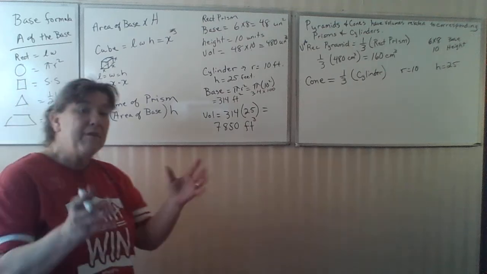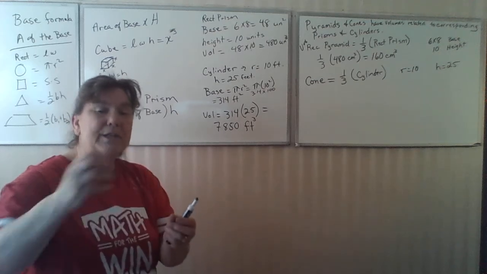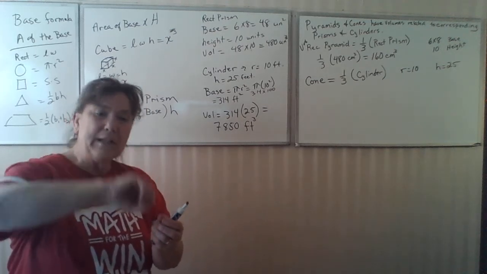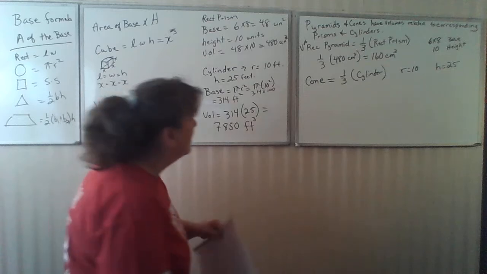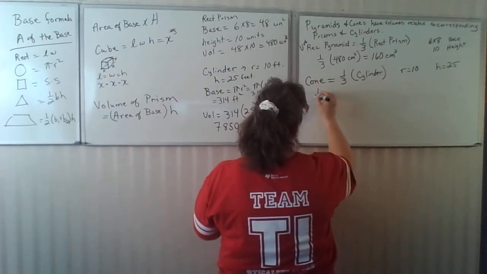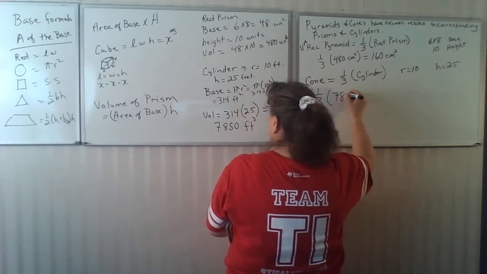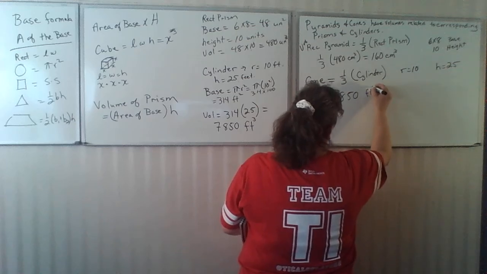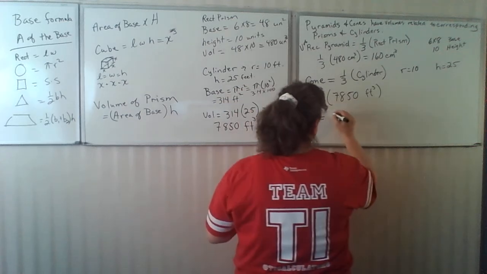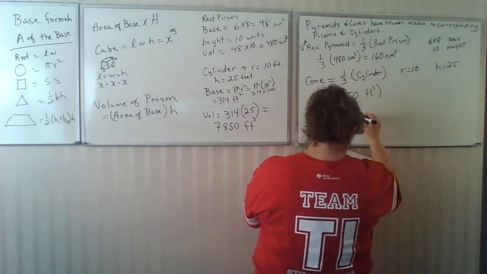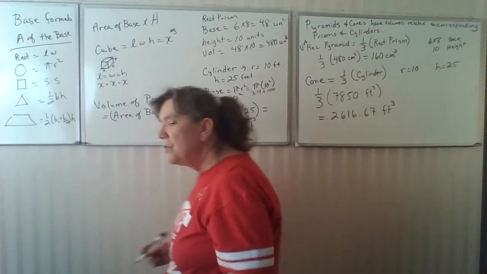And again, if I had the plastic containers, which are at school in Jerry's office, I could actually show you that it takes 3 scoops of the cone to fill up that equivalent cylinder, which I think is really cool that you can see that. So again, my cone will be 1/3 of my volume of my cylinder, which in this case was 7,850 cubic feet. So 1/3 of that is 2,616.67 feet cubed.